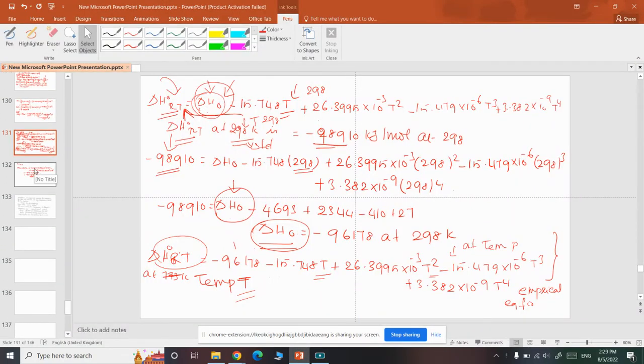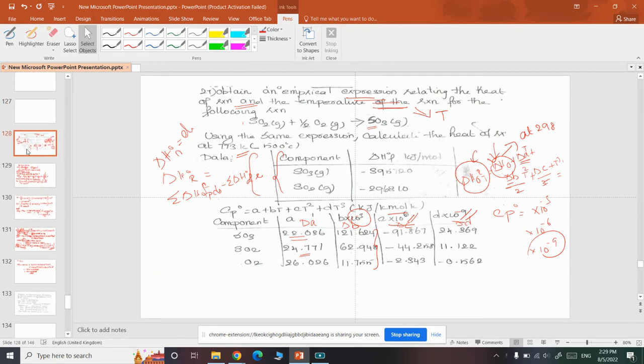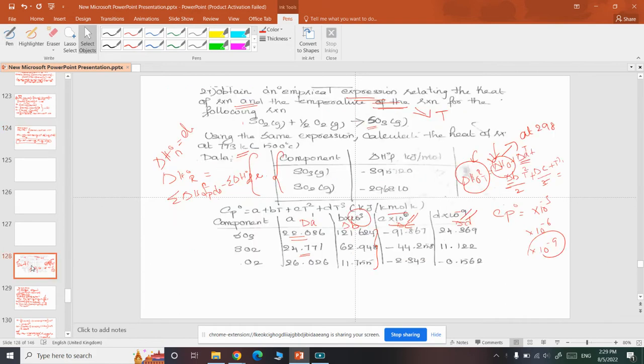So, good morning, all. Today we are going to see the remaining problems which are related to the empirical equation. As I told, the empirical equation should be in the form of del H0 RT, del A T plus del B by 2 into T square plus del C by 3 into T cube. So, we have solved a problem.